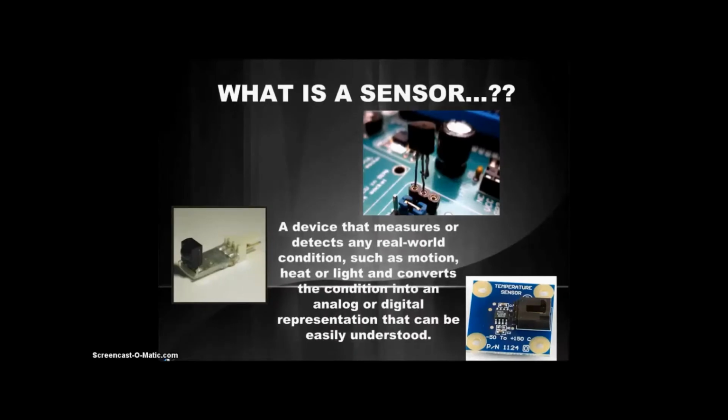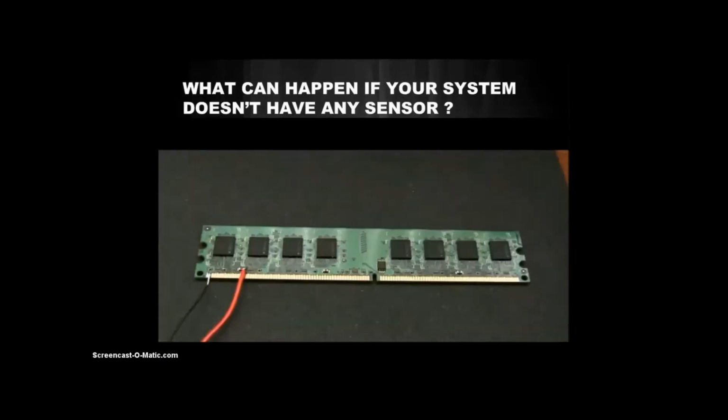What is a sensor? A sensor is a device that measures or detects any real-world conditions such as heat, motion, light, and converts it into an analog or digital representation that can be easily understood. Ever wondered what could actually happen if your system does not have any sensor?